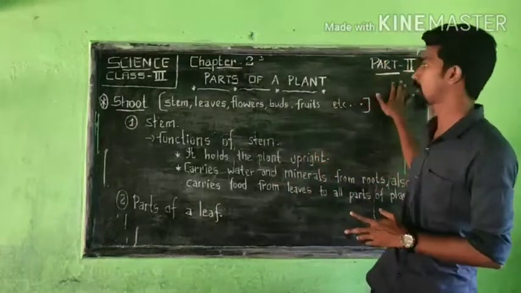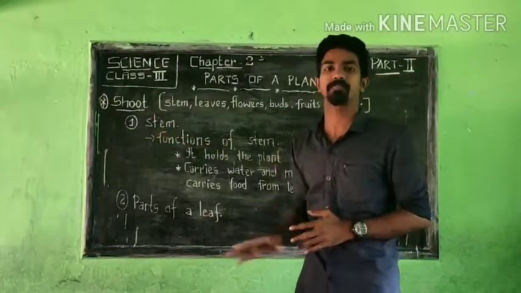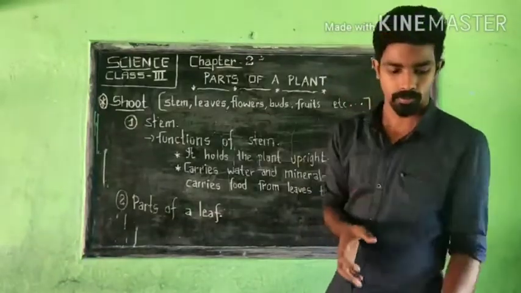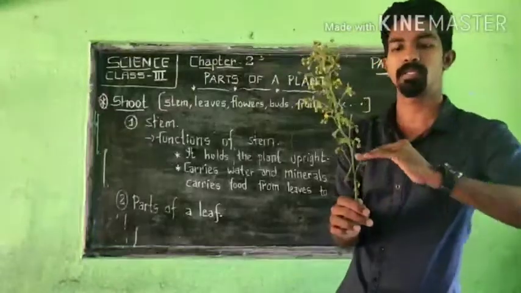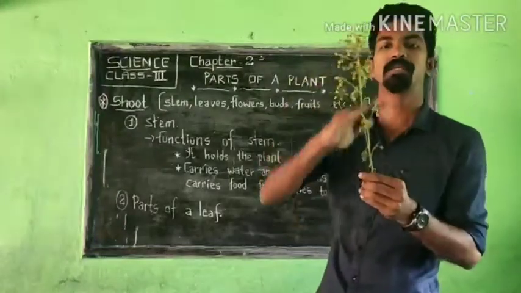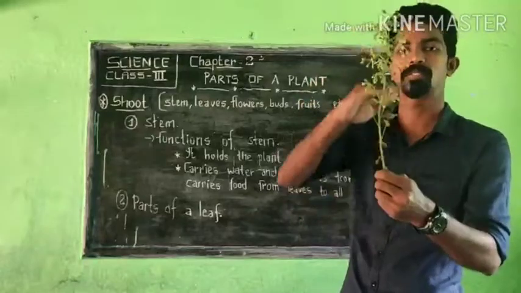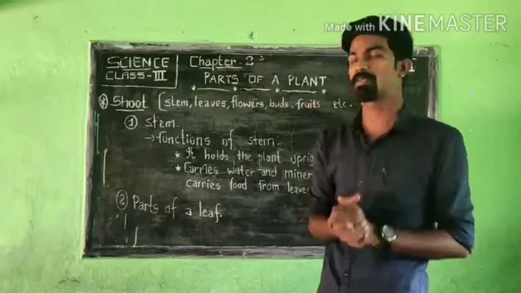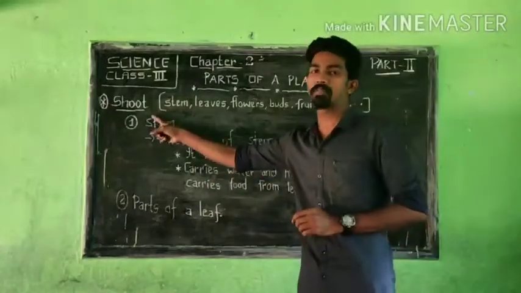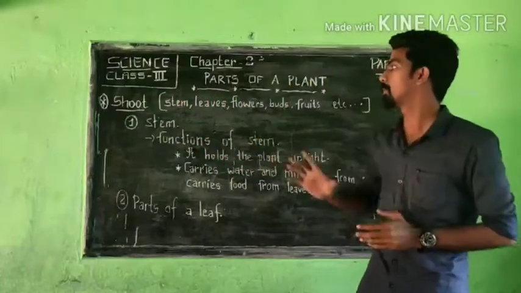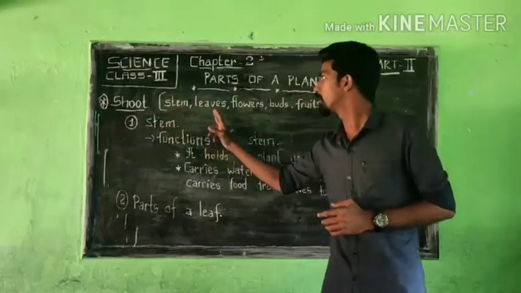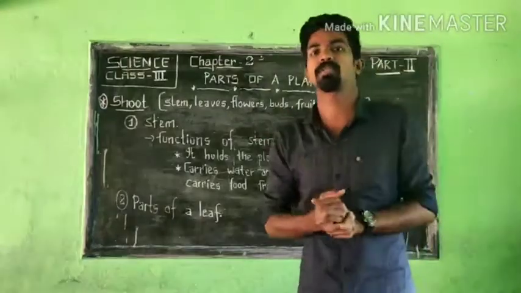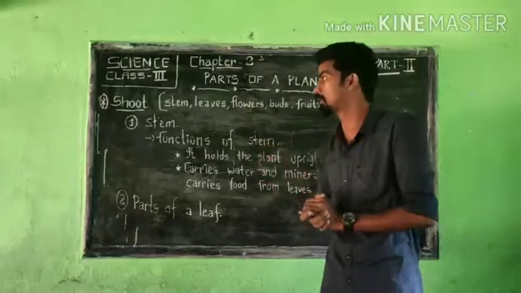Today is the second video, part 2. We are going to study the shoot system. After roots, the next visible portion of the plant, which we can see above the soil, is called the shoot. All the parts we can see when a plant stands above the soil are called the shoot system. The shoot system consists of stem, leaves, flowers, buds, fruits, etc. We will study it in detail today.